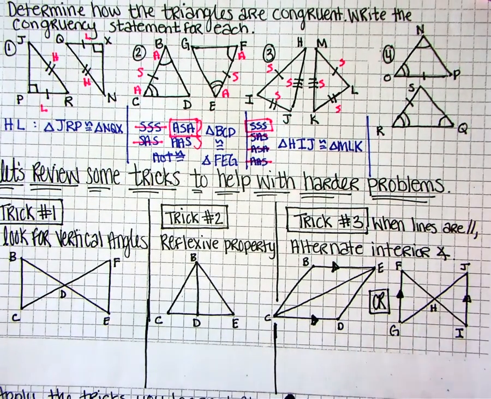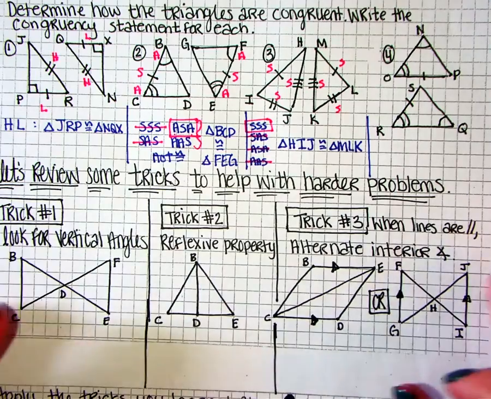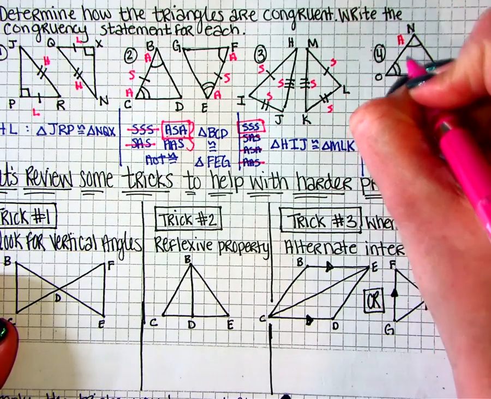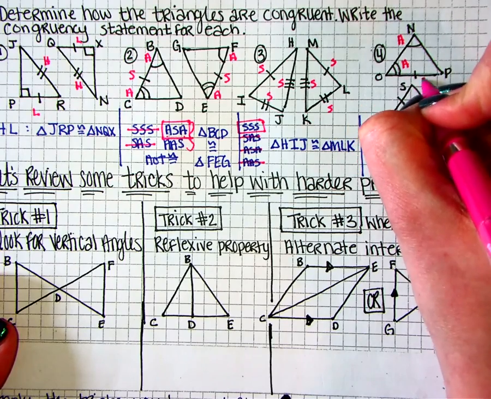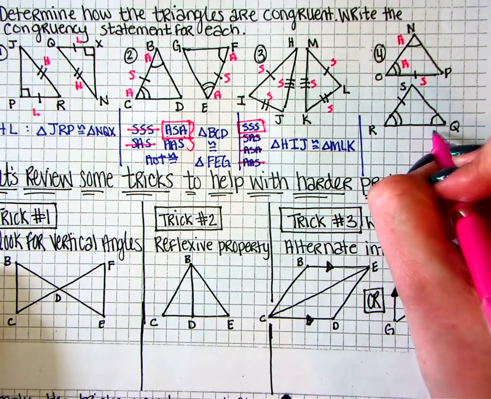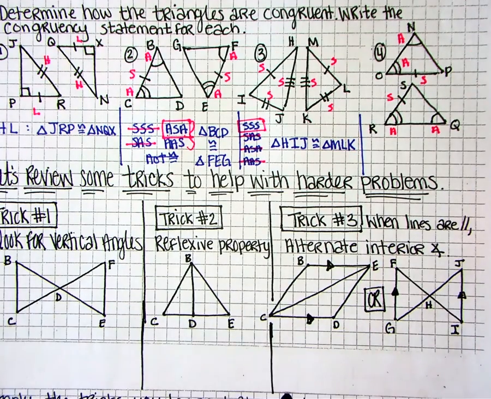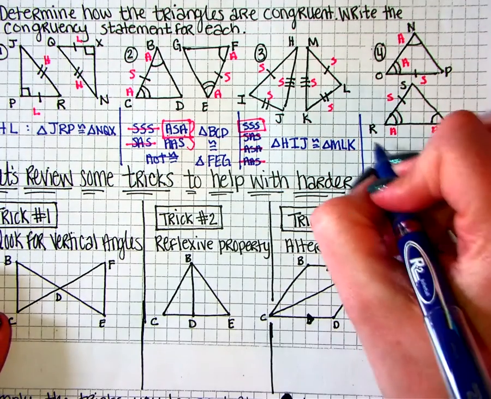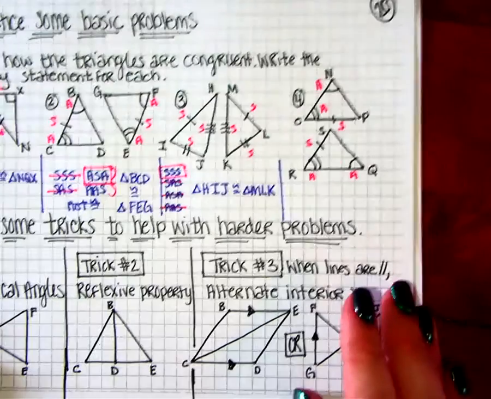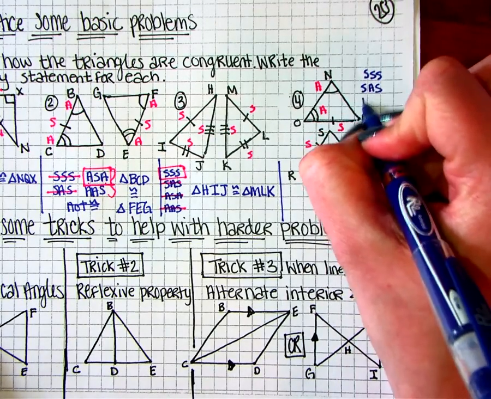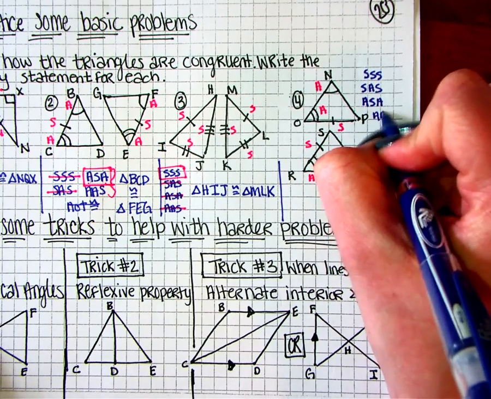Again, we label first. Labeling is half of the battle. Curves get A's. Bars get S's. Now you write your methods. So I'll write them off to this side so we have more space. So side, side, side, side, angle, side, angle, side, angle, angle, angle, side.